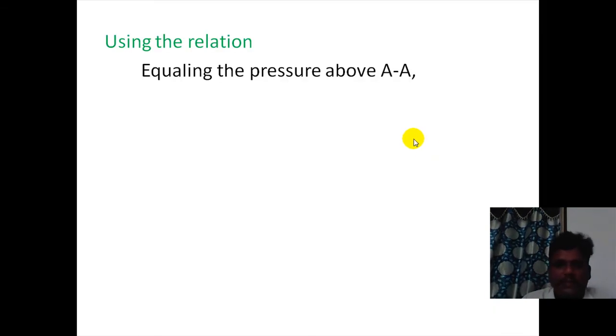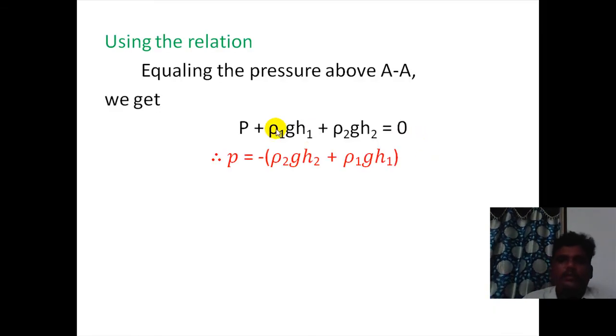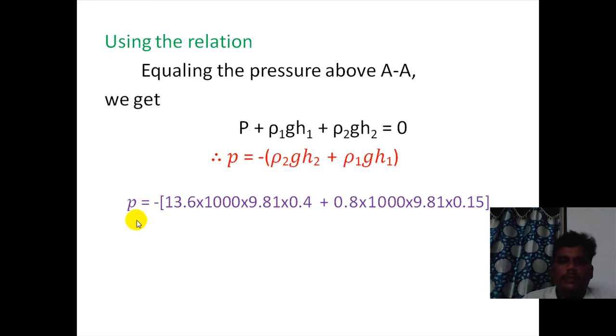When our pressure remains 0, we get P plus rho 1 g H1 plus rho 2 g H2 equals 0, so we get P equal to this value. P is equal to this formula. Now substitute the values.